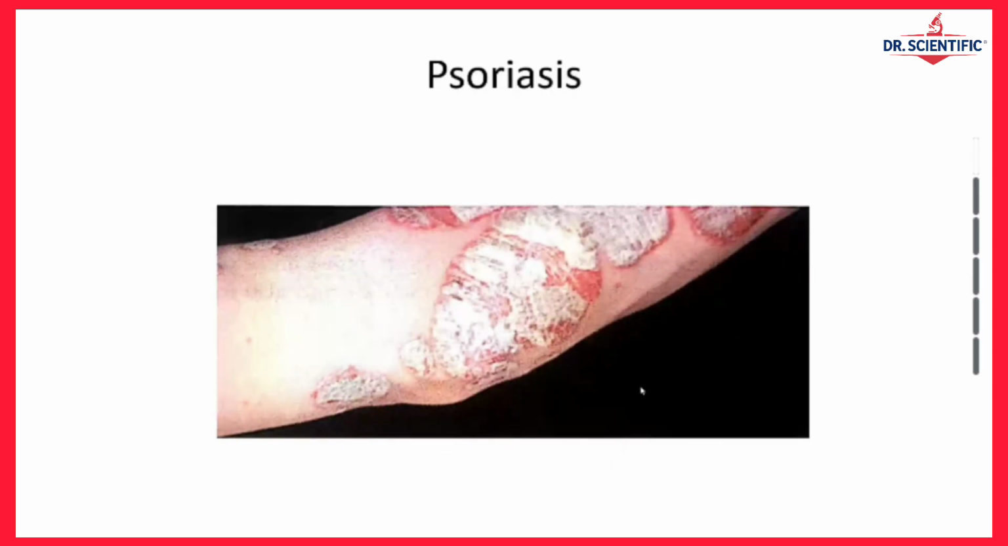So you can see there is a picture there of psoriasis. That should be the elbow region. You can see some areas of redness, erythema, and then you can see that scaly, brownish covering of the surface. So that is a typical appearance of psoriasis.